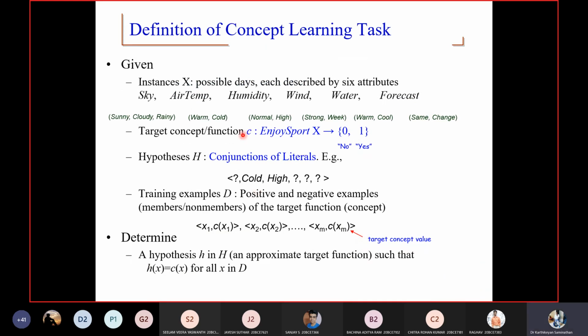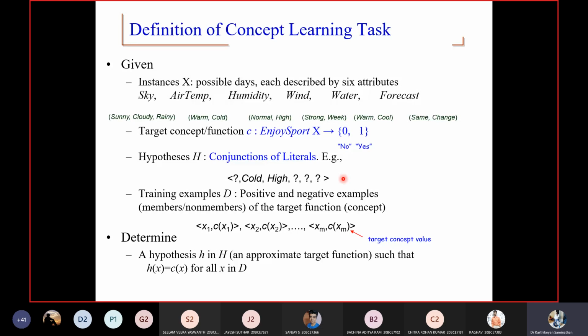Now, the target function is defined as, like, EnjoySport, x maps to 0 or 1. I told you x is nothing but the predictor variable, and y is nothing but the response variable. So 0 and 1 is nothing but no or yes. If the person is likely to enjoy sports, then you give 1, yes. If the person is not likely to enjoy, then you give 0, or no. When you say yes or 1, that is a positive hypothesis or positive example. When I say no or 0, that is a negative example. I hope it's clear.